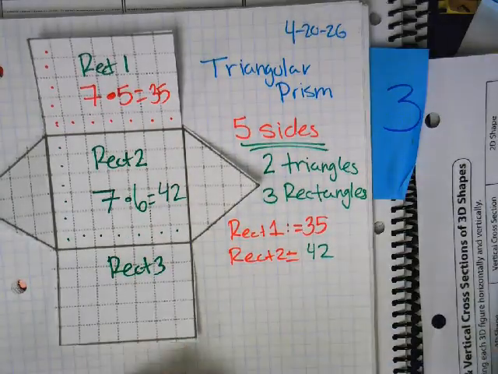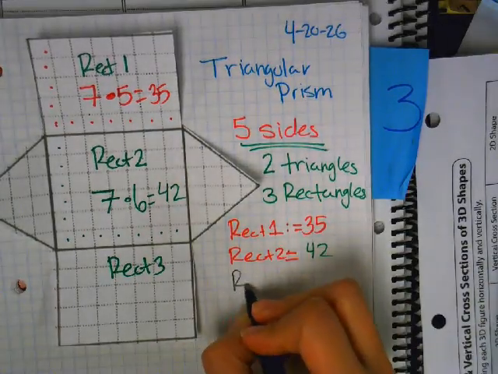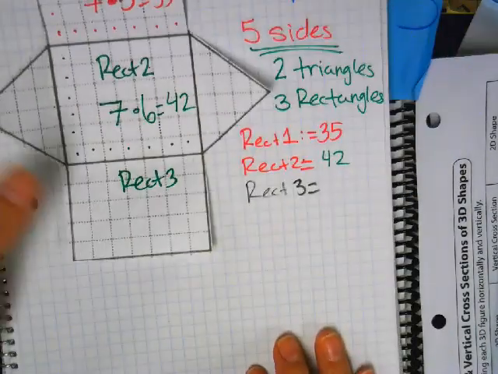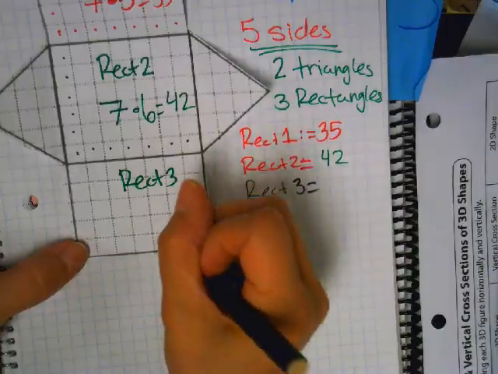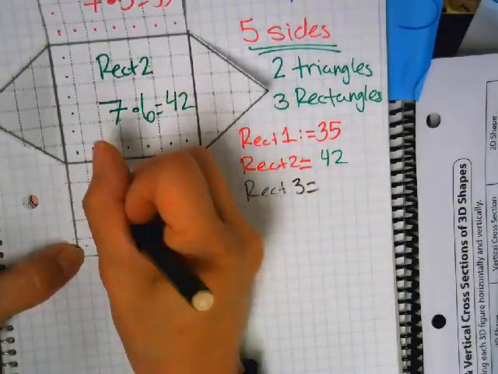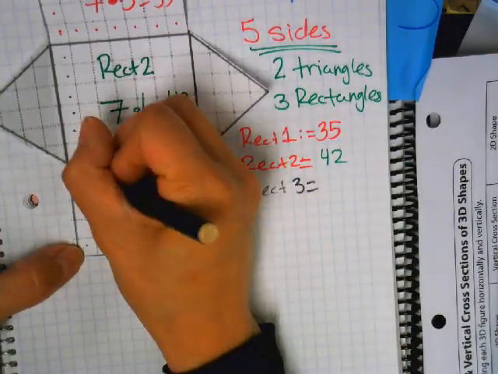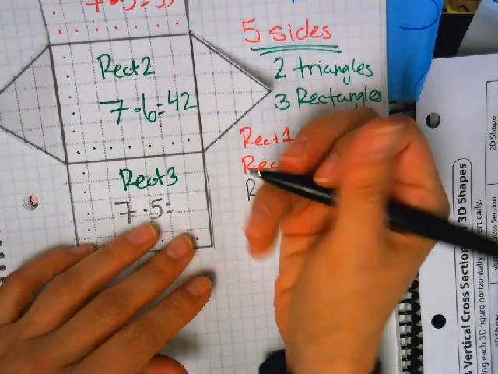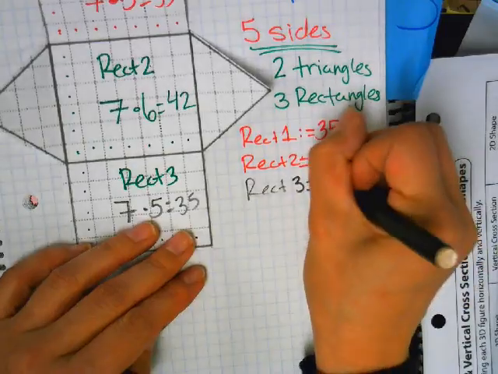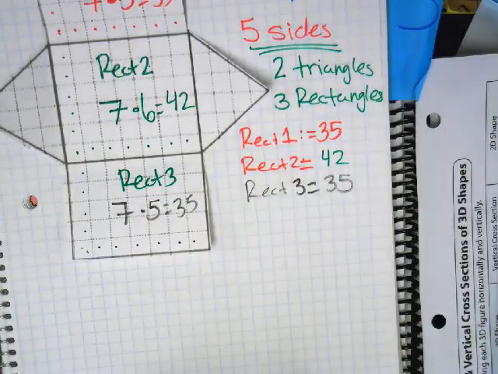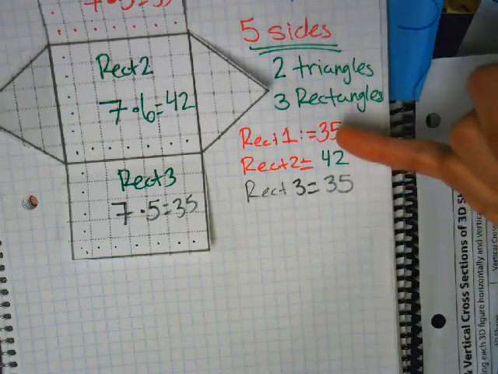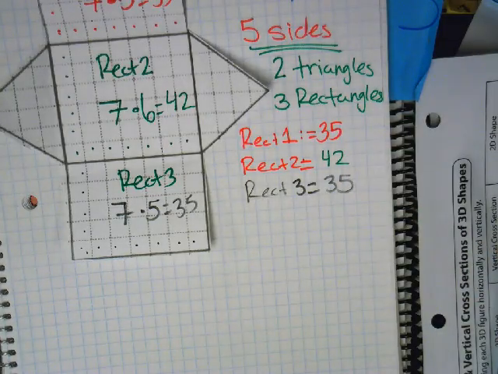All right. Rectangle 3. So we just double check. 1, 2, 3, 4, 5, 6, 7 times 1, 2, 3, 4, 5. All right. What's 7 times 5? 35. Very good. Okay, so those are my 3 rectangles. In this situation, 2 of the rectangles are the same. It doesn't always happen.